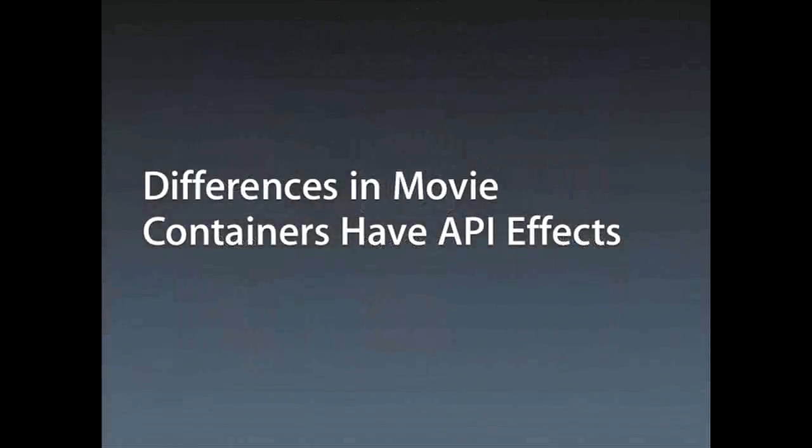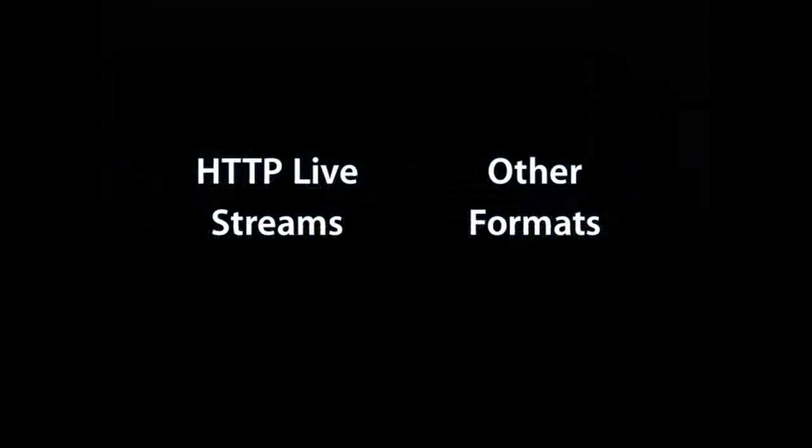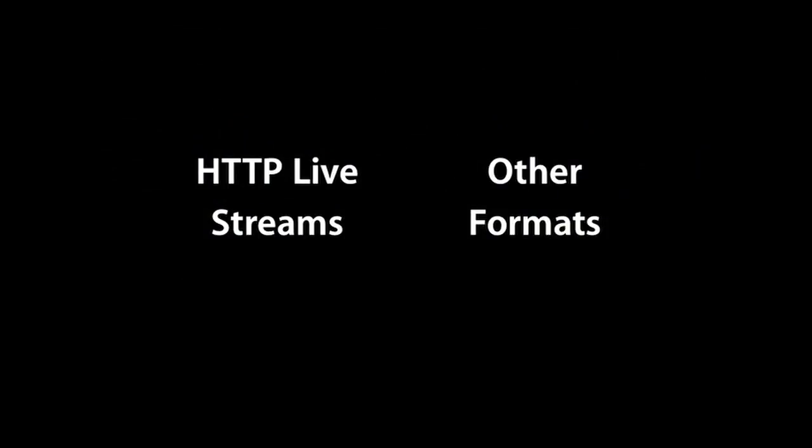The next thing I want to mention is that differences in movie containers have effects that percolate all the way up to the API. Now, there are really 2 different kinds of formats. There's HTTP live streams and other formats. Rather than saying something that long, I typically talk about HTTP live streams just as streams and other formats as files. Now, this is a bit of a misnomer, but it's good enough for our purposes.